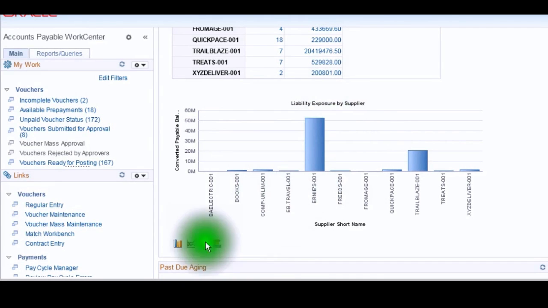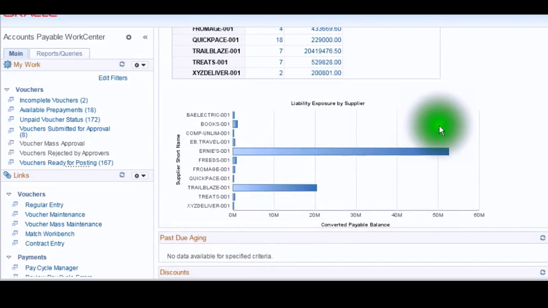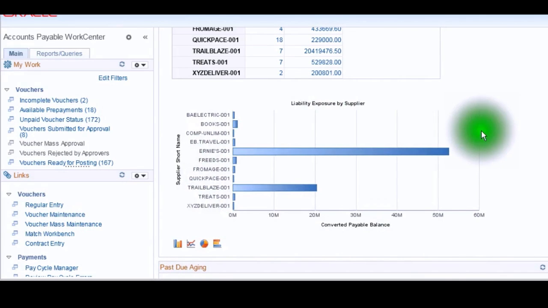This is a vertical bar chart. We also can see this information with a horizontal bar chart. Same information, horizontal orientation, which confirms that we owe this one supplier $50 million.